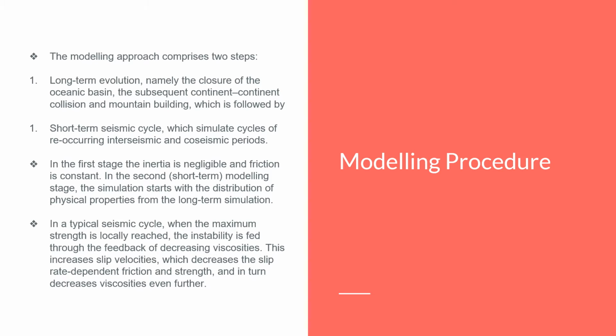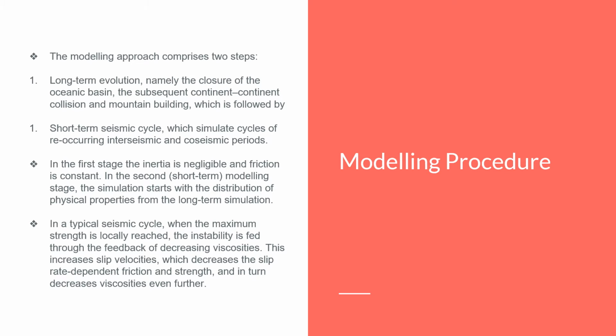So the modeling approach has basically two parts. The first one is the long-term evolution part, which is basically the closure of the oceanic basin, the subsequent continent collision, and the mountain building process. The second part is the short-term seismic cycle, which simulates cycles of recurring interseismic and co-seismic periods. In the first stage, the inertia is negligible and the friction is constant.